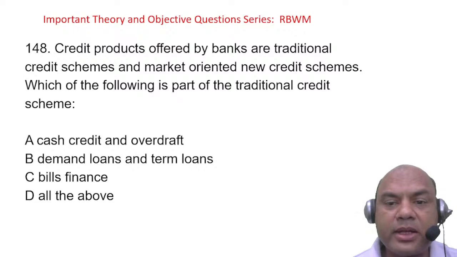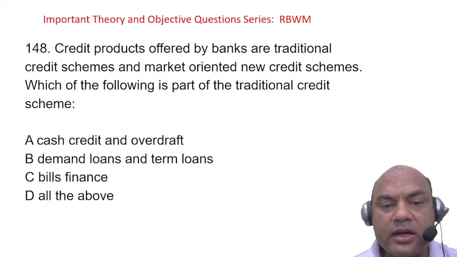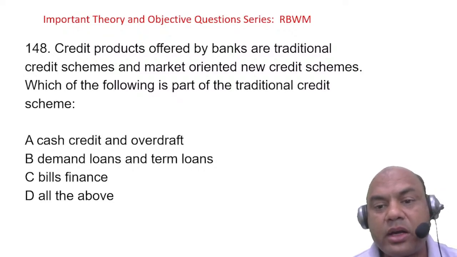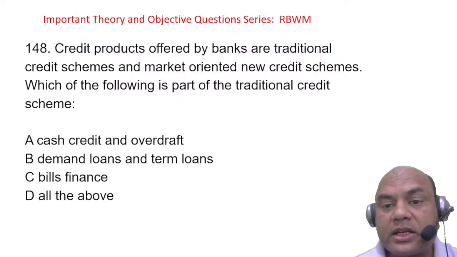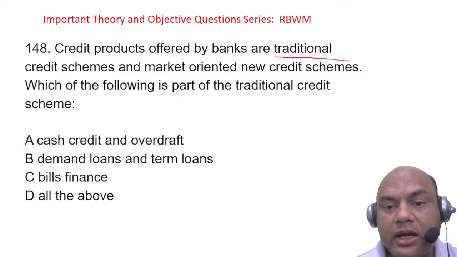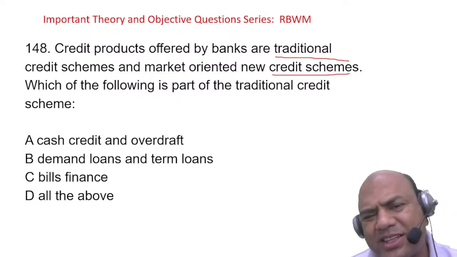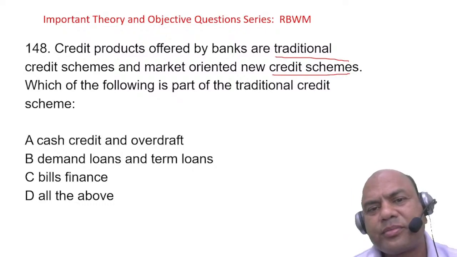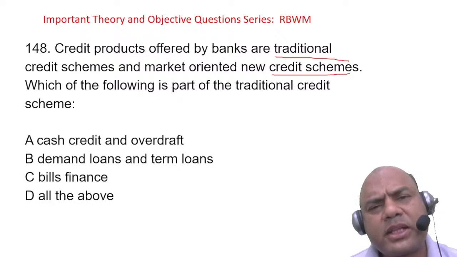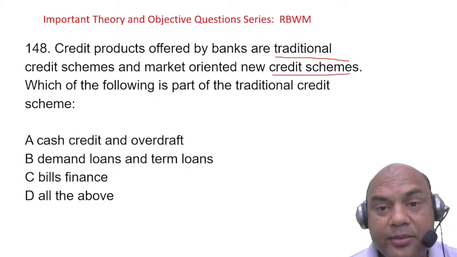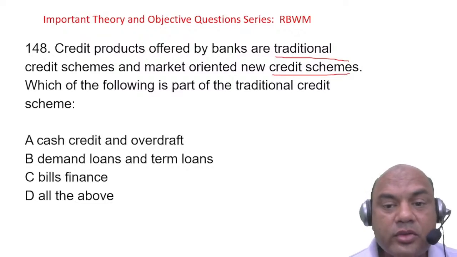Credit products offered by the banks are traditional credit schemes and market-oriented new credit schemes. Which of the following is a part of traditional credit schemes? Now understand the difference. What is all this traditional and market oriented? Traditional means your general earlier loans which have been carried out since long ages.